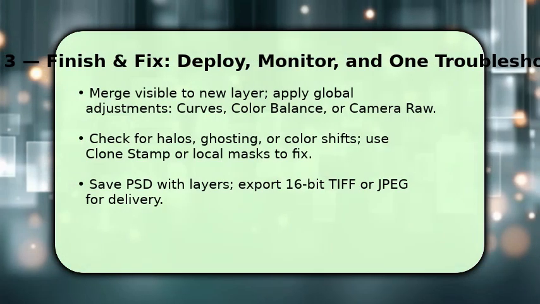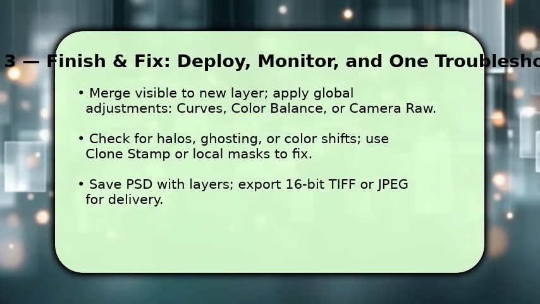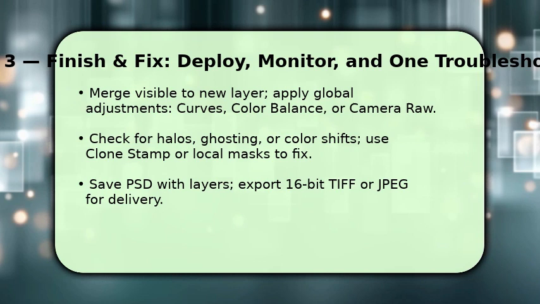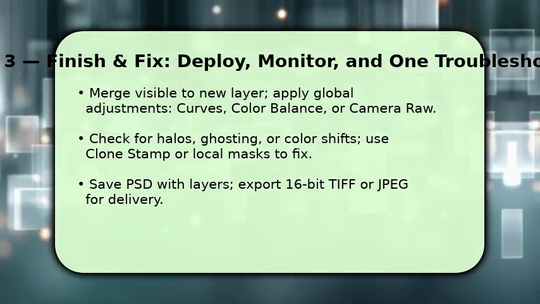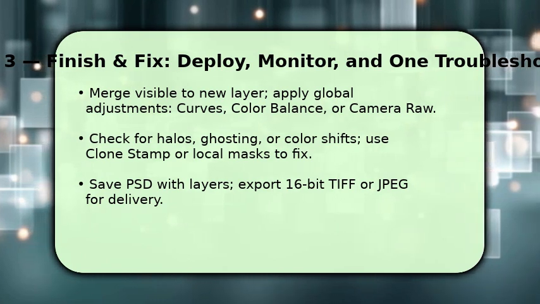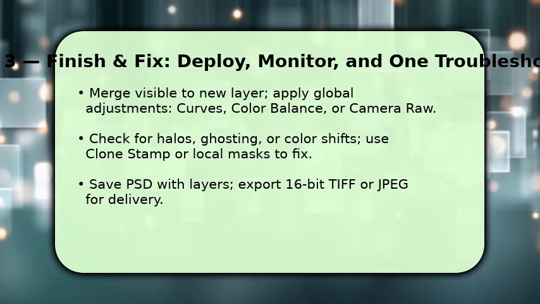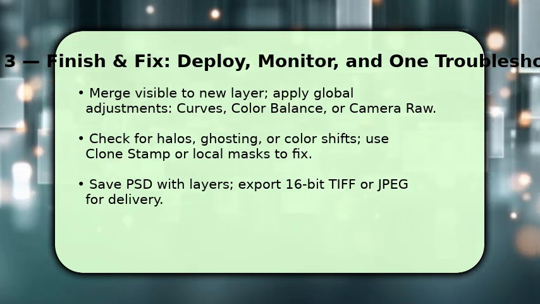Finish by creating a merged copy of your visible layers so you preserve masks underneath. Then perform global color and contrast tweaks with curves or camera raw filter. Once satisfied, sharpen selectively and export as 16-bit TIFF for maximum quality or JPEG if required.